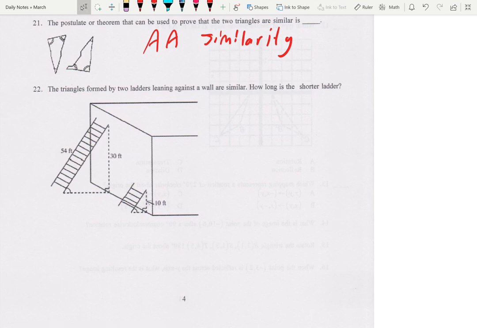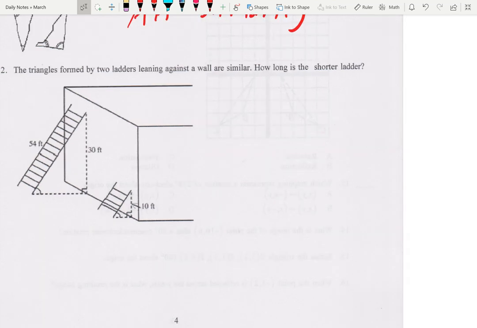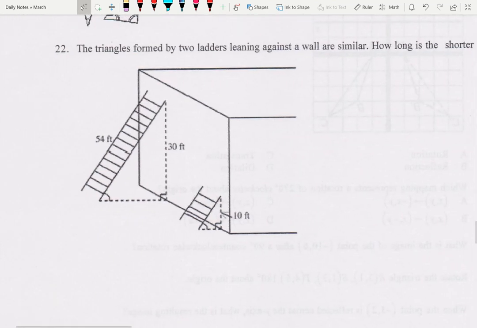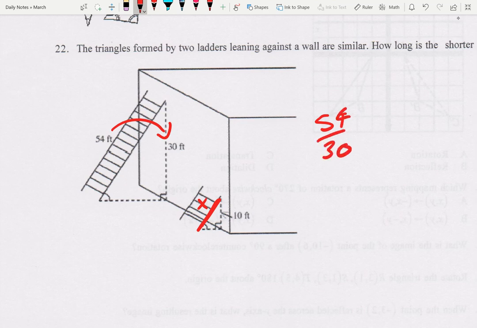Number 22, the triangles formed by two ladders leaning against a wall are similar. How long is the shorter ladder? So we saw this one in our review as well. We're looking for the length of the ladder. Here, we're going to call that x, but we're relating it to the other ladder. So we're just setting up our ratios and then cross multiplying. The other ladder has 54 feet corresponding to 30. And so for the small ladder, we have x feet corresponding to 10.